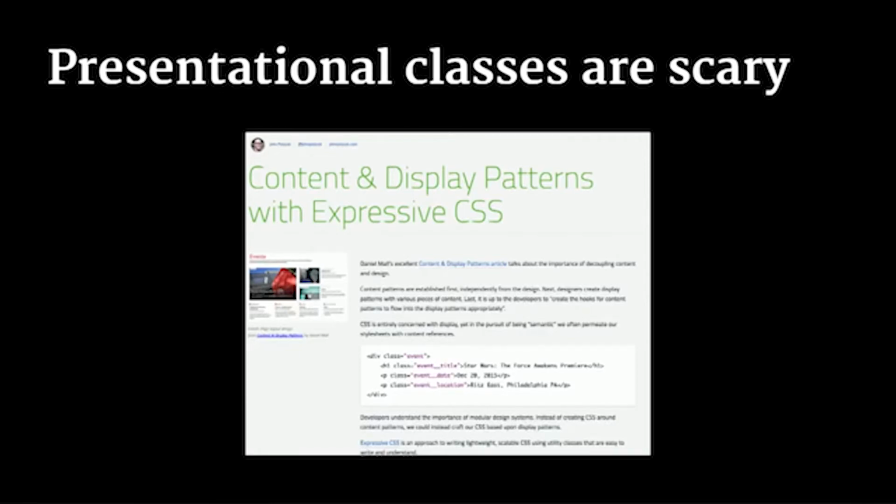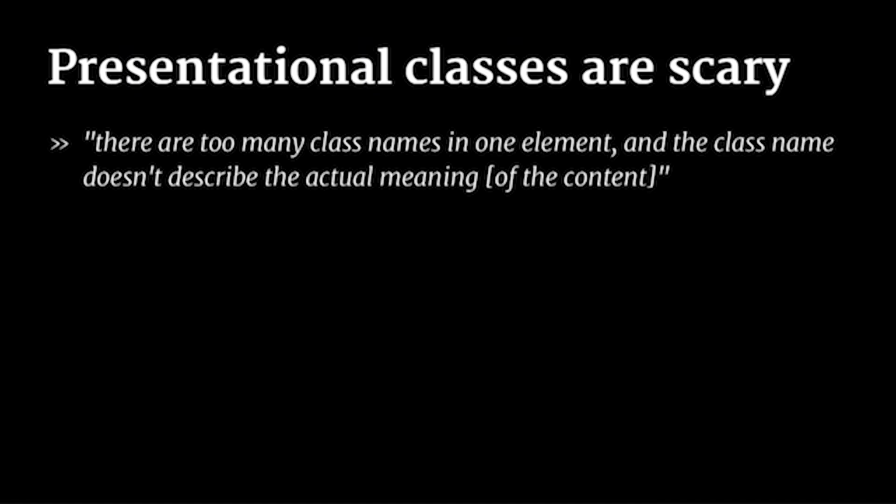This is an article I found about a year or 2 ago by John Polasek. He was basically summarizing this methodology of writing CSS. It's a really good article, actually. But you know they say don't read the comments. Well, I read the comments, and I'm going to share some with you. This one says, there are too many class names in one element, and the class name doesn't describe the actual meaning of the content. This person may have a point.